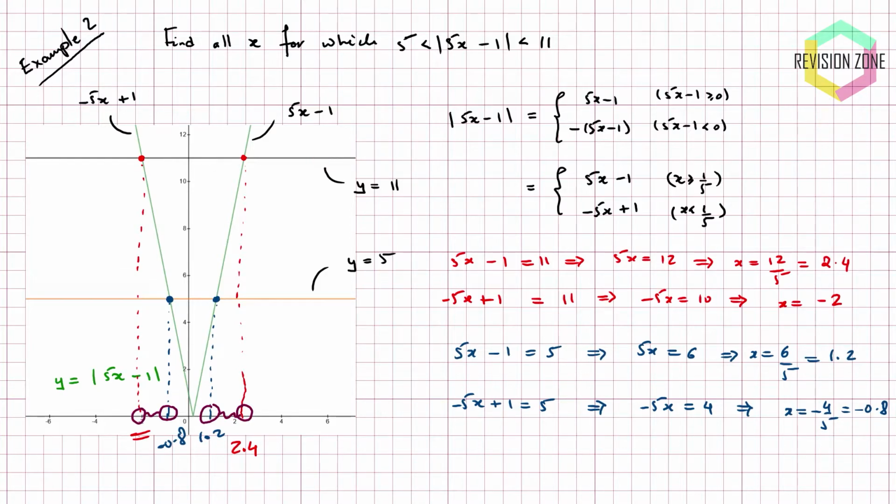And the same is true for this chunk here, that the green part is in between these two horizontal lines. So I can just now say my solution is x has to be between negative 2 and negative 0.8, or x has to be between 1.2 and 2.4. Okay, so let's have a look at the next example.